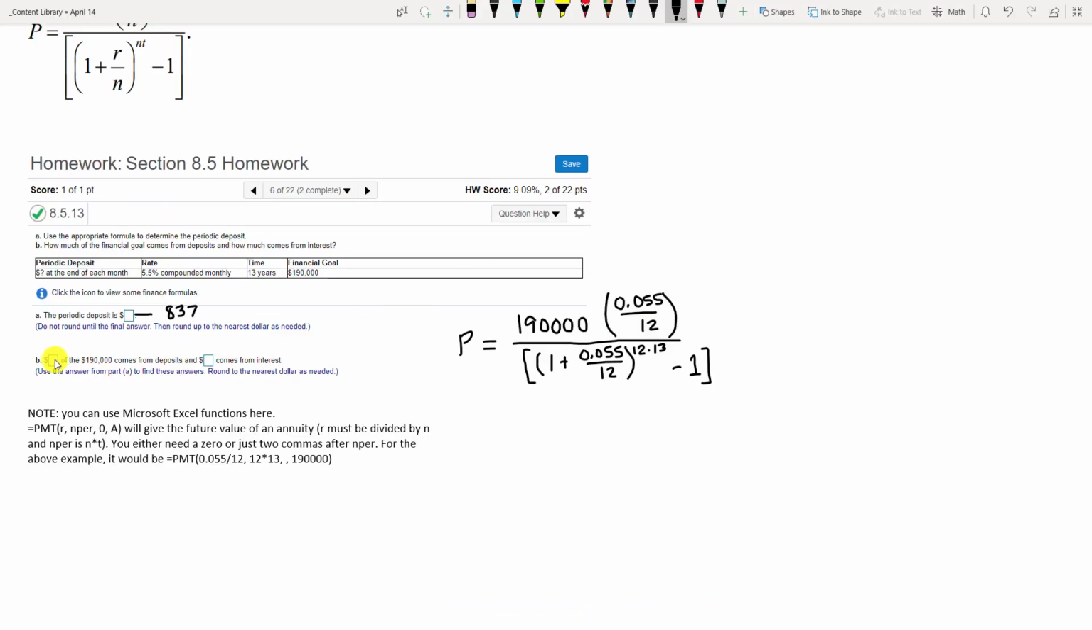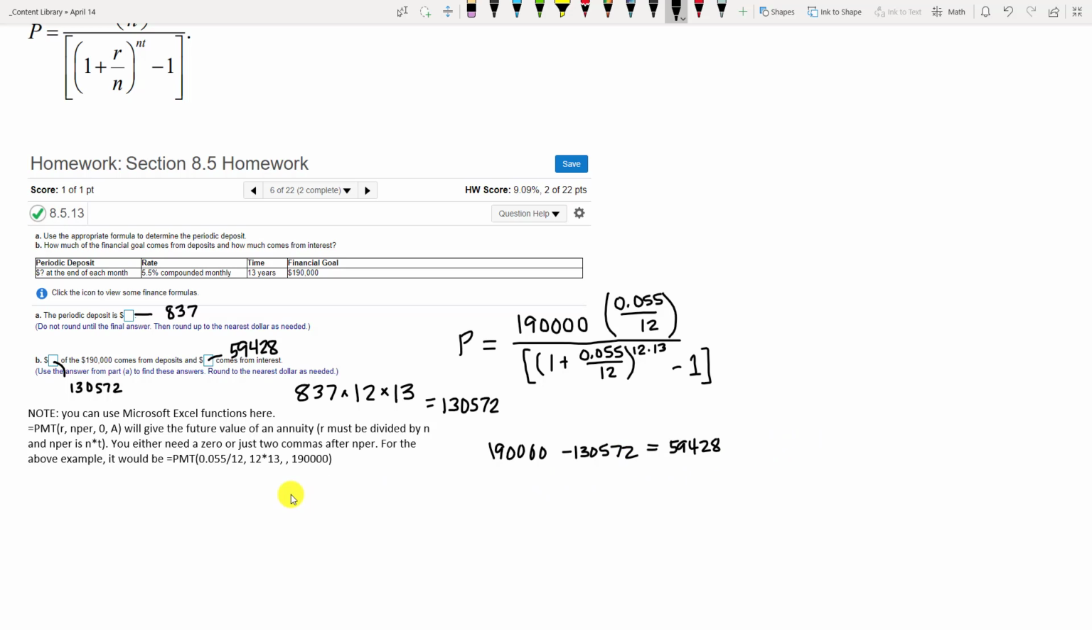And then for part B, it says blank of the $190,000 comes from deposits, and the other blank comes from interest. So our deposits will be $837 per month for 13 years. So we'll take 837 times 12 times 13, and that'll give us the first answer choice. So the sum of those payments is $130,572, and so then the amount that comes from interest will be the difference in the total sum of $190,000. We'll take away the $130,572, and we'll get the final amount for the interest, and that number is $59,428.